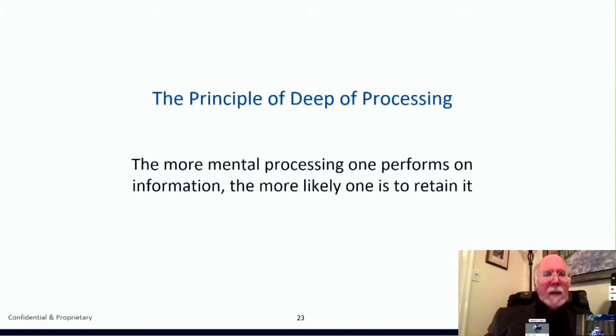Principle of deep processing. The more mental processing one performs on information, the more likely one is to retain it. This is why if at the end of the day, you're about to go to sleep and you think about what happened during the day, you can remember a lot, even though you didn't try to remember it when it was happening. You can remember a lot because you paid attention and processed the information. And the more you processed it, the more likely it is you remembered it, even if you didn't try to.